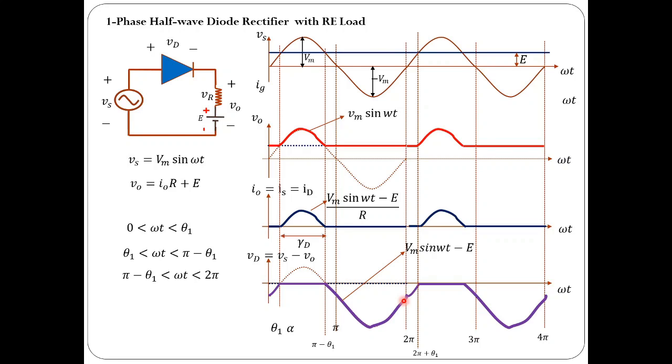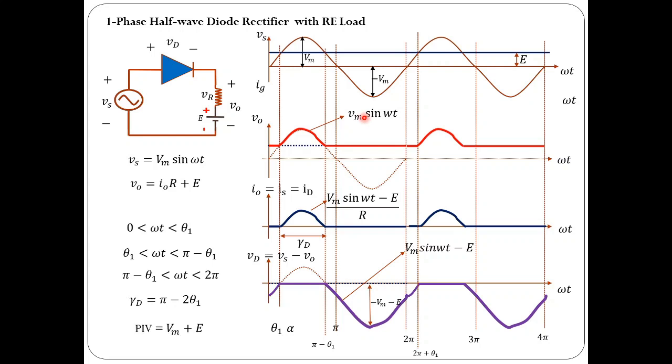Coming to the conduction angle, what is the conduction angle of the diode? It is from theta 1 to pi minus theta 1. So the conduction angle is the difference between these two angles, that is pi minus theta 1 minus theta 1, which is equal to pi minus 2 theta 1. And the peak inverse voltage is the peak value of this, equal to minus Vm minus E. That would occur somewhere at omega t equal to 3 pi by 2.